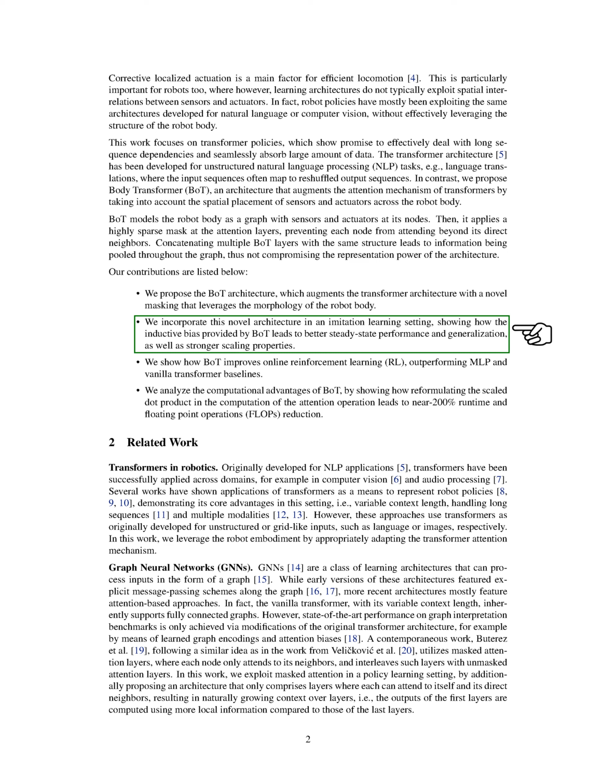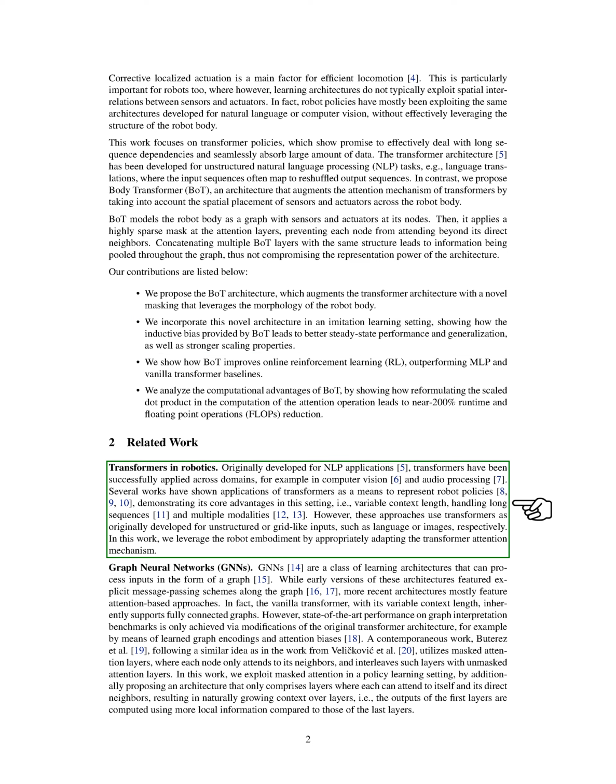In the related work section, we discuss how transformers, initially designed for natural language processing, have been successfully adapted for various fields, including robotics. Previous studies have applied transformers to represent robot policies, highlighting their advantages in managing variable context lengths and long sequences. However, these applications often do not consider the unique structure of robots.